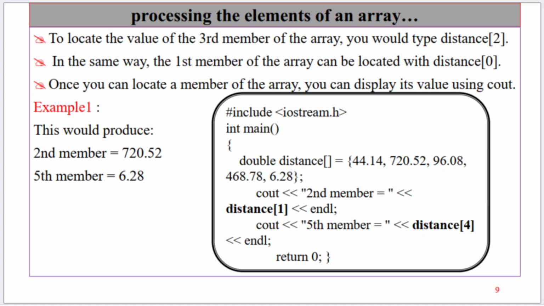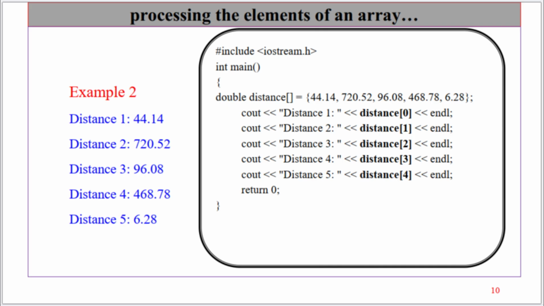#include <iostream>, int main. Double distance equals 44.14, 720.52, 96.08, 468.78, 6.28. cout second member equals distance[1] endl. cout fifth member equals distance[4] endl. Return 0.